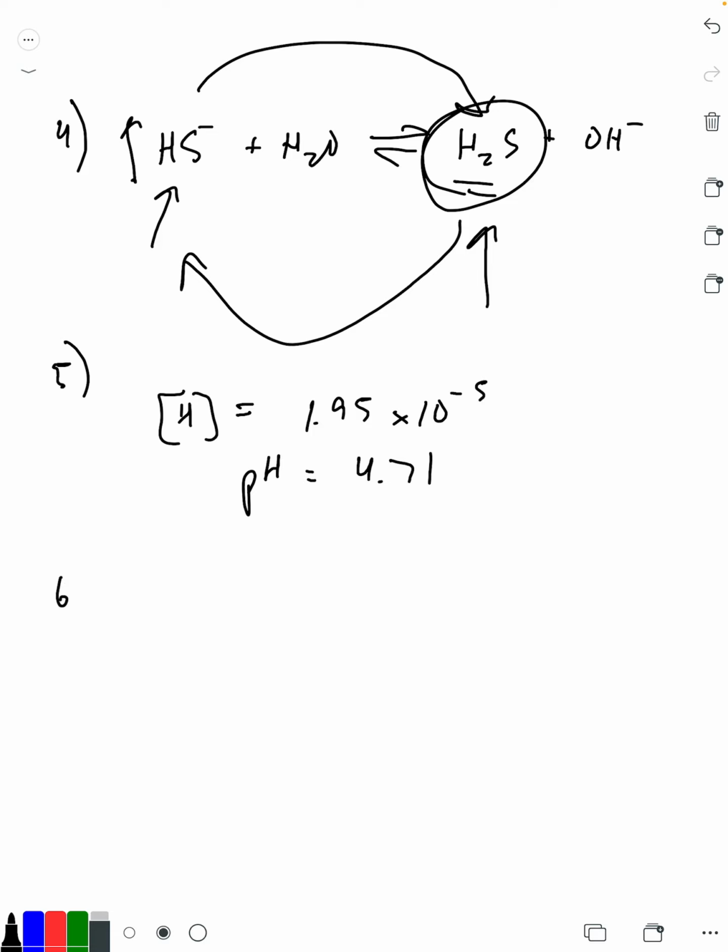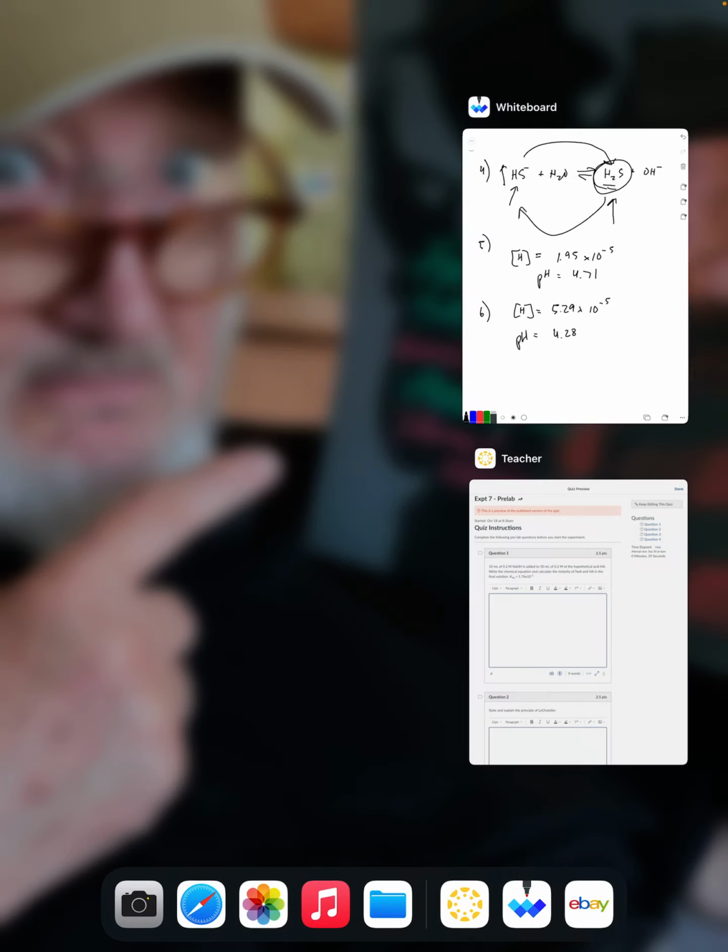Number 6, last problem in the post lab of experiment 7. Here they ask you to do something similar. What's the pH of 15 mL 0.25 molar acetic acid and 5.3 mL of 0.18 molar sodium hydroxide? So you're basically neutralizing and then recalculating the concentration. You get a concentration of hydronium ion 5.29 × 10^-5, with a pH of 4.28. All right, so that's experiment 7.